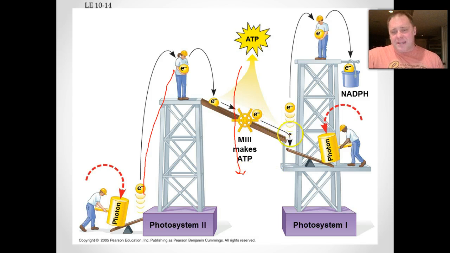Once the electron makes it down to here, turns out another photon is going to jack that thing way up, get it excited, which really means it's moving up another level. And that excited electron is going to become part of this thing called NADPH, which is an electron carrier, which we're kind of going to get to a little bit later.